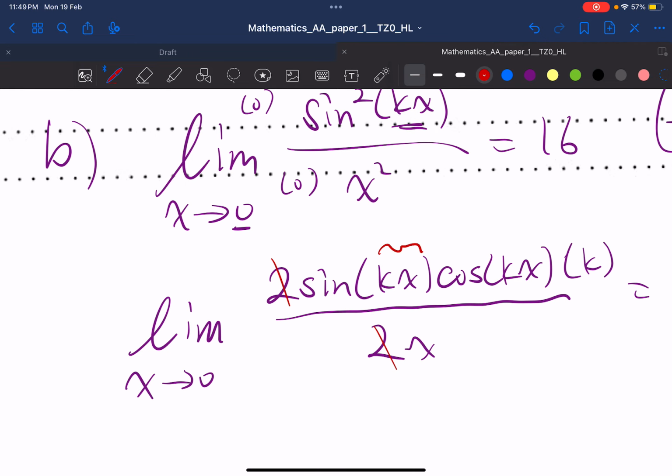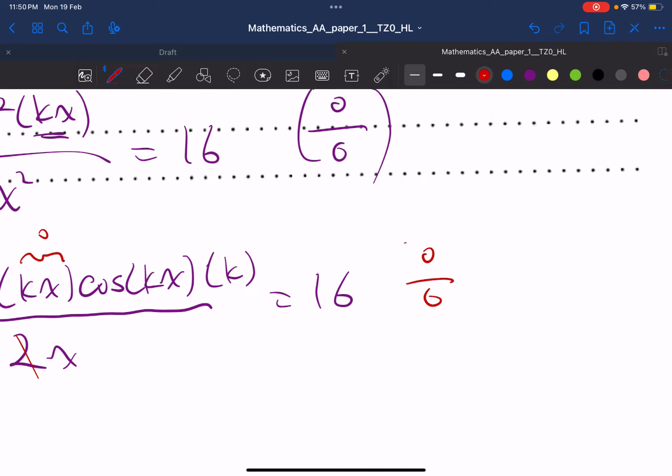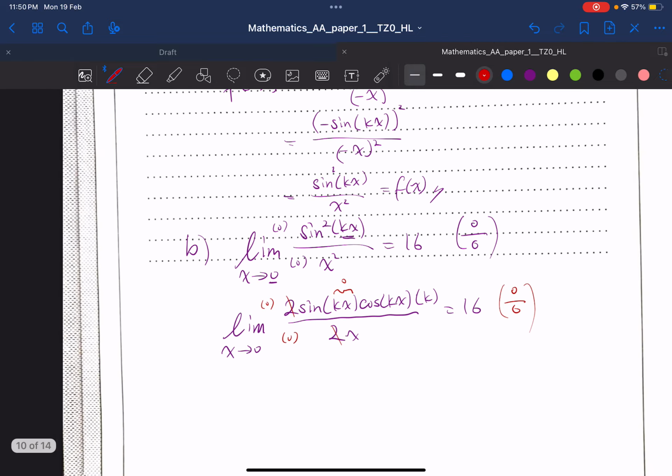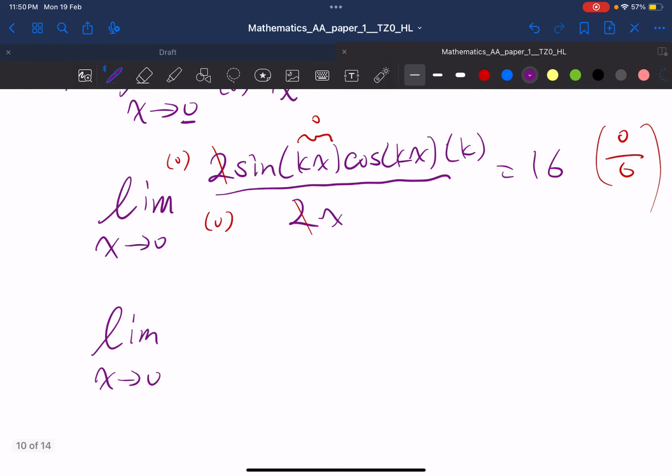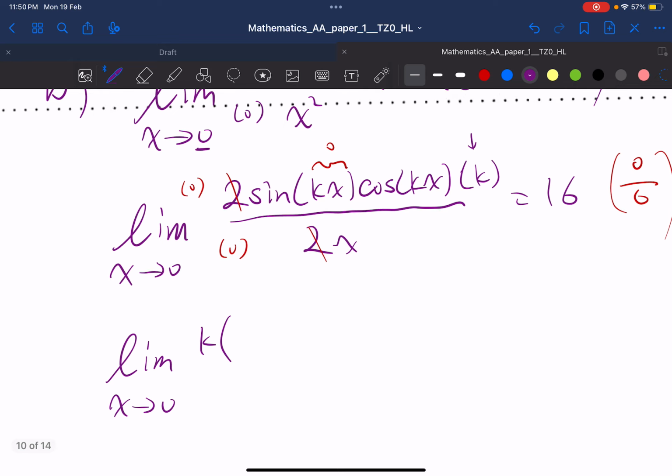So plug in 0, this is 0. Sine 0 is 0, so 0 on top. And x is 0, so 0 in the bottom. Again, this is 0 over 0. L'Hopital's rule could be used again. So therefore, we just write this as the limit as x tends to 0. Now we differentiate the top again. So the k here would be a multiplier. Just leave it at the front.